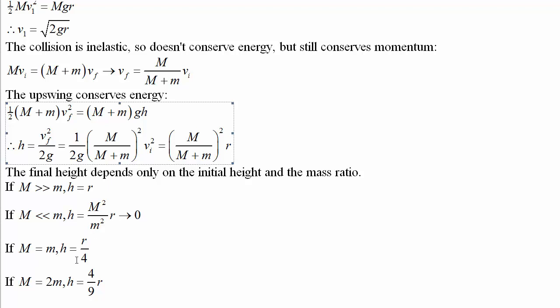If the masses are equal, the new height will be r over 4. And if the masses are such that Tarzan weighs twice as much as Jane does, as given in the example, we've come to a final height of 4/9 r.